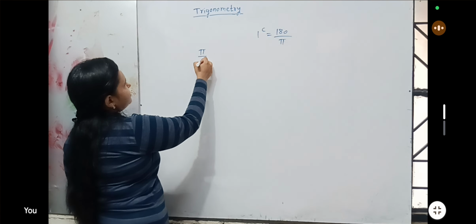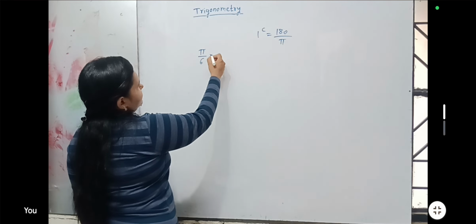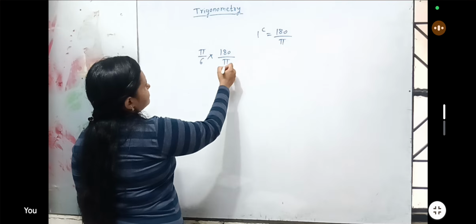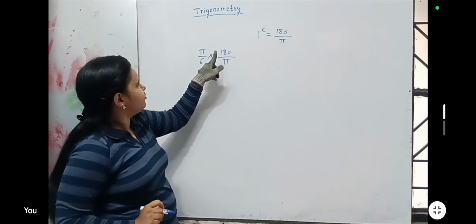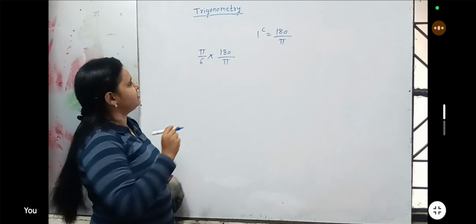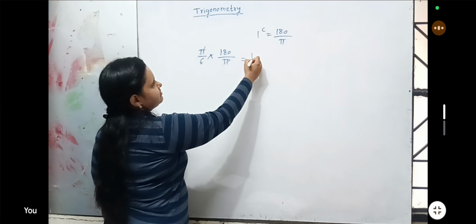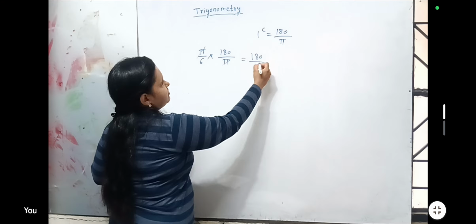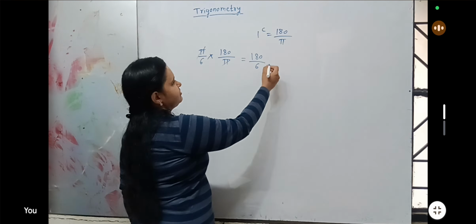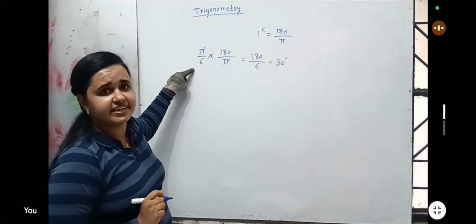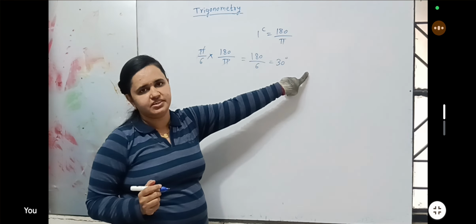So pi by 6, we have to multiply it by 180 upon pi. So pi will get cancelled and we will get 180 upon 6, and it will be 30 degrees. So pi by 6 radians is equal to 30 degrees. Okay.